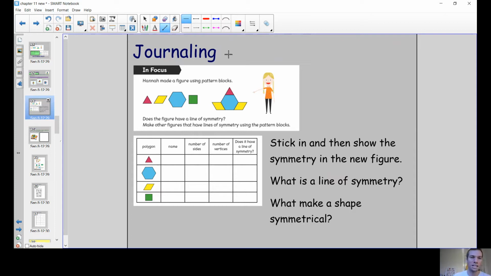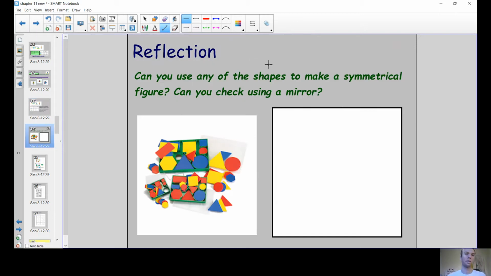Remember, when you're answering things, just saying yes or no is fine, but you need to have an explanation. Why do you know yes or no? Okay, so reflection. Now in class, we would be getting out all of the little pattern blocks, but maybe you don't have them at home.